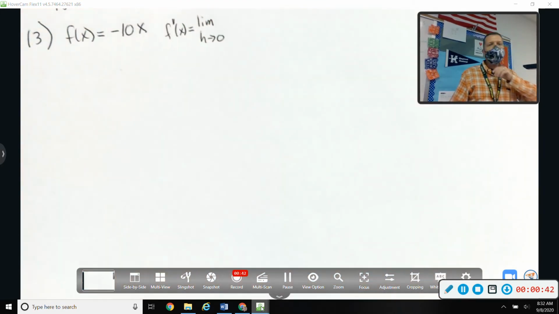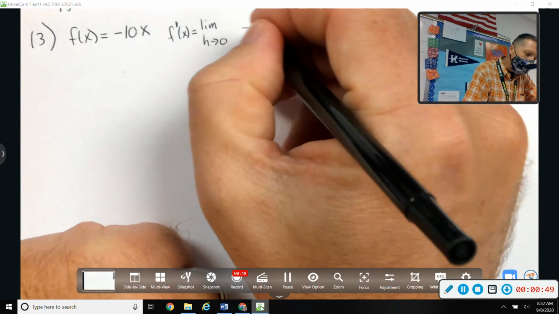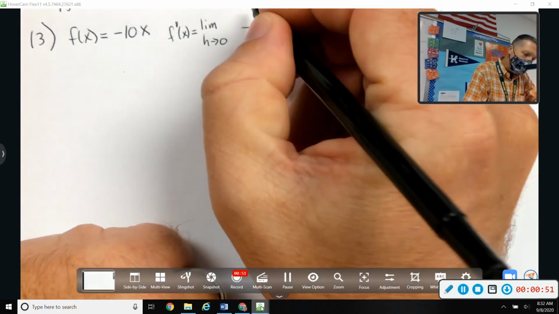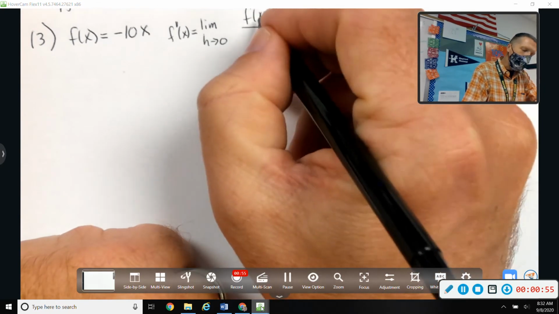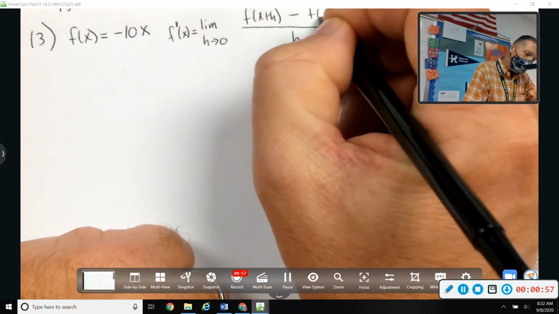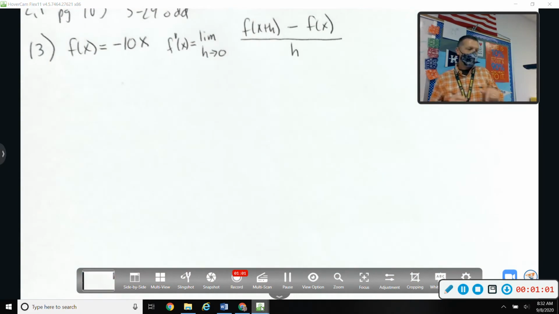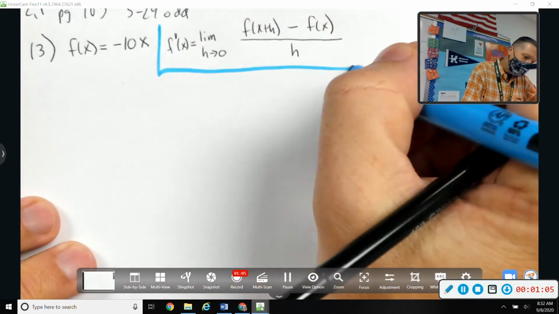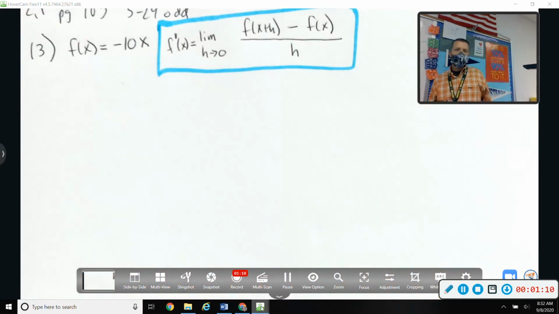Think back to our picture. The derivative is the slope of the line as h gets really small. So f of x plus h minus f of x. That's the big deal. You got to know that. That's the definition of a derivative. You got to know that.